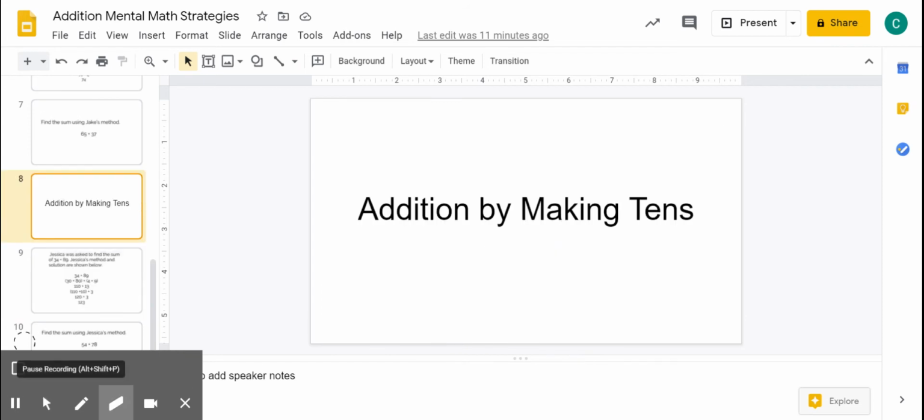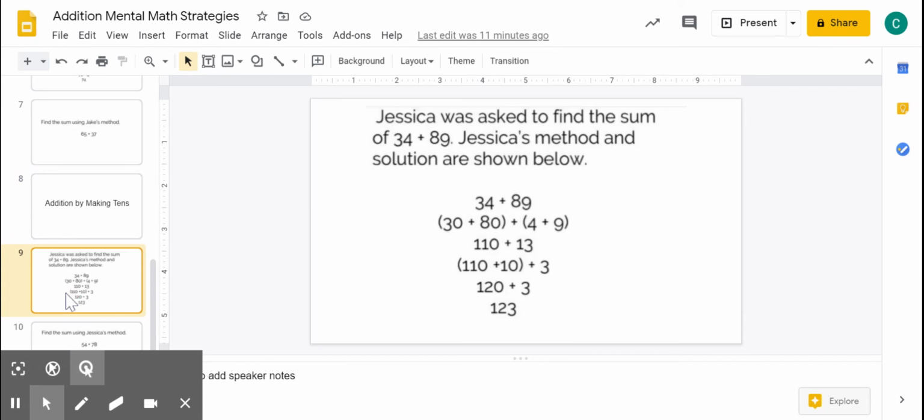Our last strategy is addition by making tens. Let's take a look at this last example. Jessica was asked to find the sum of 34 plus 89. Jessica's method and solution are shown below. So as you can see, we have 34 plus 89.